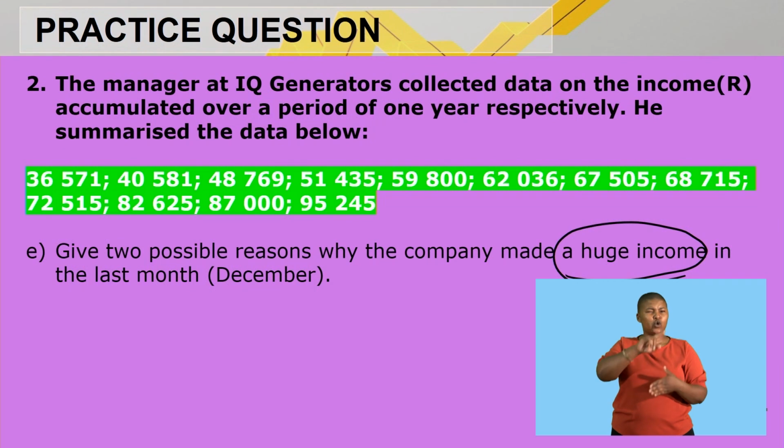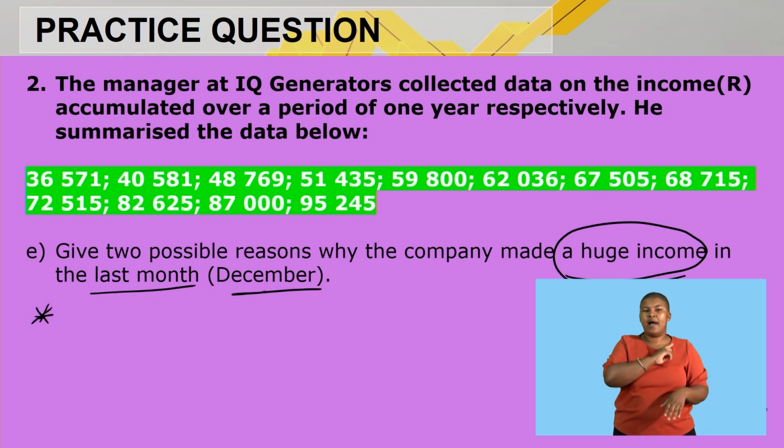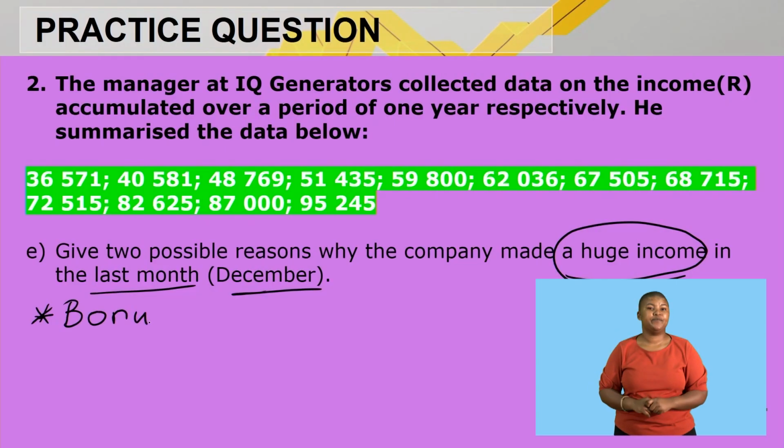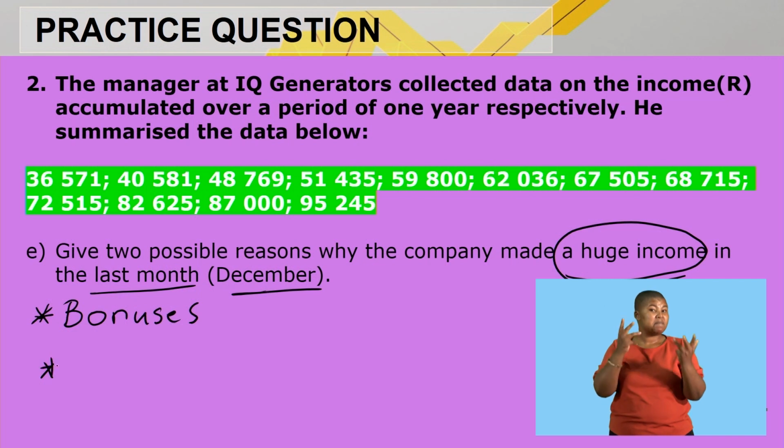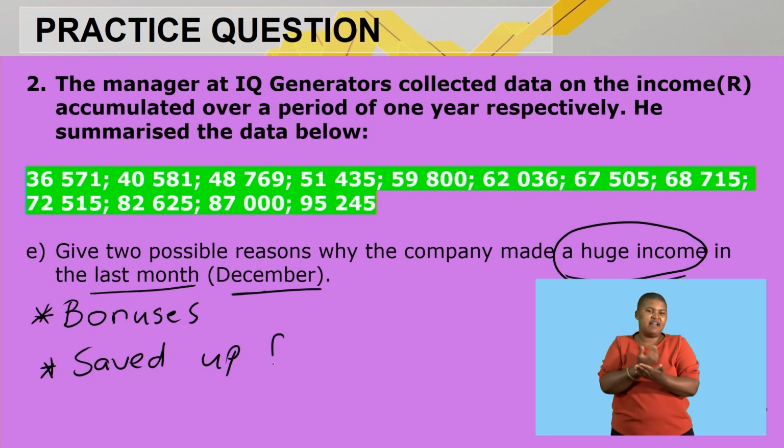Then number E, give 2 possible reasons why the company made a huge income in the last month, which is the month of December. When you give a possible reason, anything relevant to this context will be accepted. It might be that people received bonuses, or most people saved up for the whole year to buy these generators at the end of the year, which is the month of December. Anything relevant will be accepted.